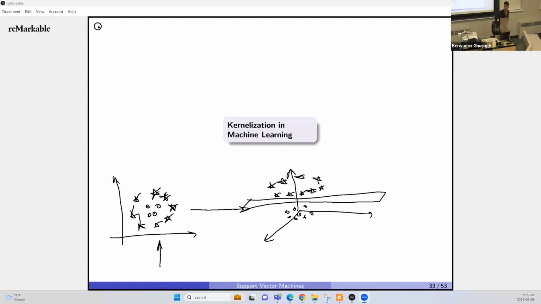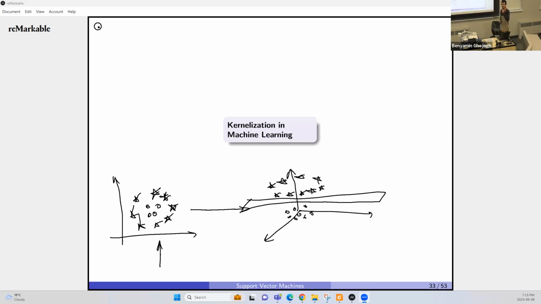What can we do in machine learning to handle nonlinear data? For example, I have a nonlinear classification problem. What can I do? The simplest thing, I think you will laugh, is to design a nonlinear algorithm. This is the simplest thing.